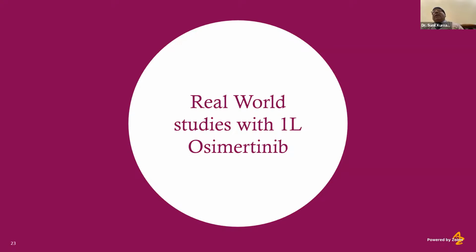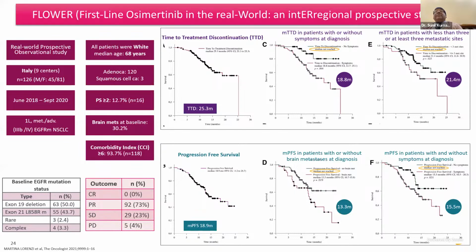So what is the real world study of first line osimertinib? Just show me the next slide. So just see the trial, basically an Italian study in 9 centers, and the average age was 68. The study was done from 2018 to September 2020. And they mention a few things which I want to discuss with you.